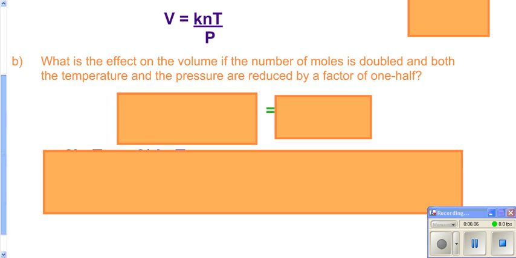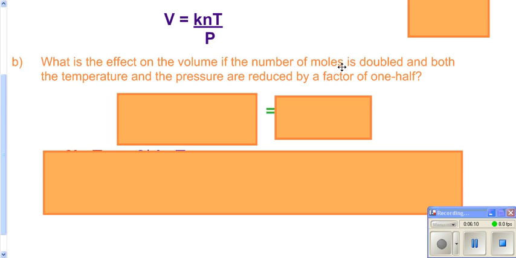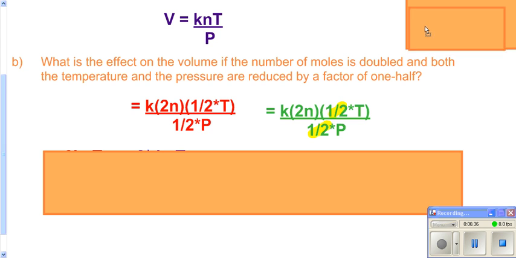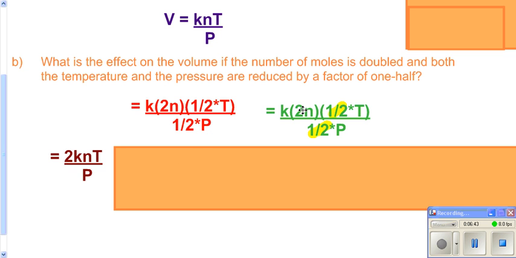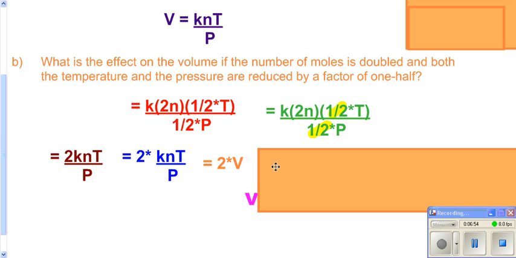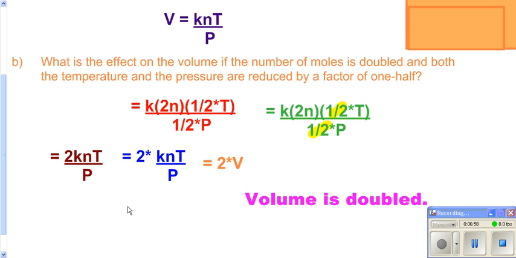Then we need to say, okay, what happens if the number of moles is doubled, but the temperature and the pressure are reduced by a half? So you're going to replace your N with a 2N because it's being doubled. You're going to replace T with half a T and P with half a P because they're being halved. Now we want to see how that compares to the original. Well, in this case, you have a half on the top, half on the bottom. They're going to cross out. So what you're left with is really just a 2 times the whole top and the bottom, which is really just double your initial amount. Since you're double what you had up here, you're doubling your volume. And so you put that in words: your volume is doubled.